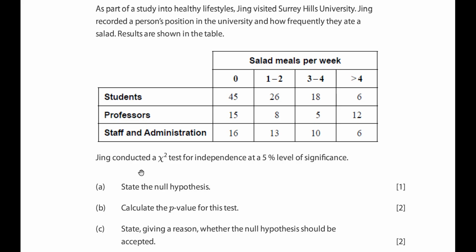So the null hypothesis would be the number of salad meals per week is independent from the person's position in the university. And the alternative hypothesis would be no, there is actually a dependence between the position of the person and the number of salad meals that they take per week. How do we test this with a calculator?